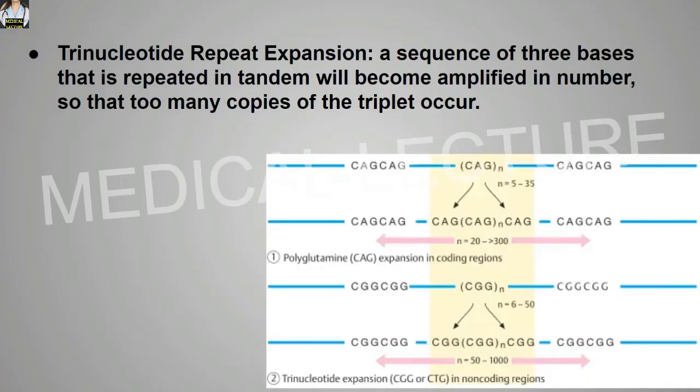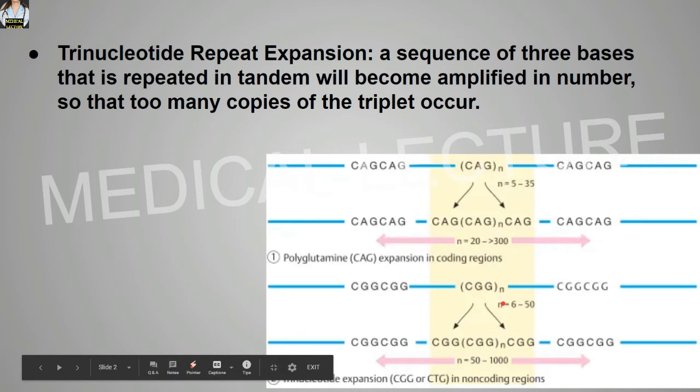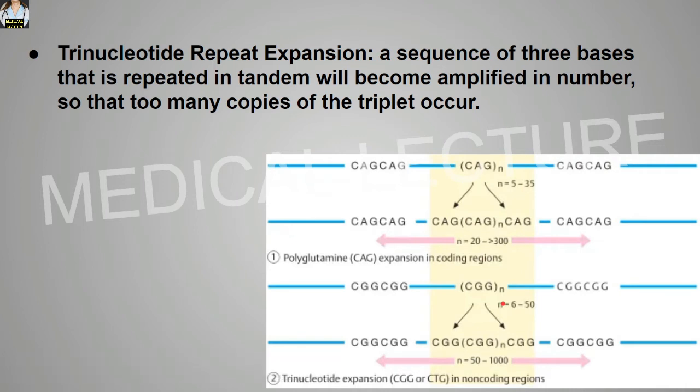Trinucleotide repeat expansion. Here, a sequence of 3 bases that is repeated in tandem will become amplified in number, so that too many copies of the triplet occur. As you can see, this is the triplet, the trinucleotide. Now what will happen? There will be expansion of this particular trinucleotide in a repeated manner, so that too many copies of the triplet occur.